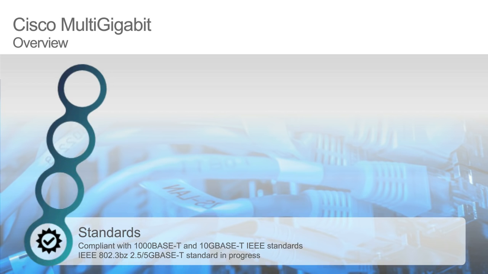We're already compliant with 1000BASE-T and 10GBASE-T IEEE standards. And Cisco is very heavily involved in driving the IEEE 802.3bz, which is the 2.5 and 5GBASE-T standard. I personally am very active in that group. I led what's called the CFI that started the group, and I also serve as one of the ad hoc chairs.